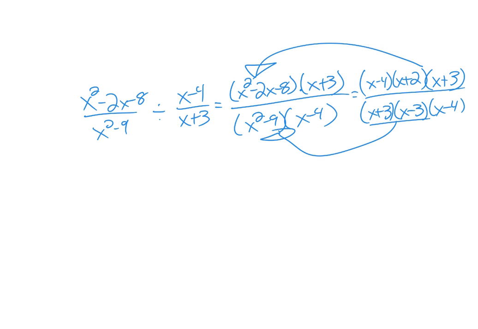Now we check and see what simplifies. I have an x plus 3. Because again, all of these factors are now multiplied, so I can cross out entire factors that are on the top and the bottom. That leaves me with x plus 2 over x minus 3. We'll state our excluded values. X cannot equal plus or minus 3 or 4.